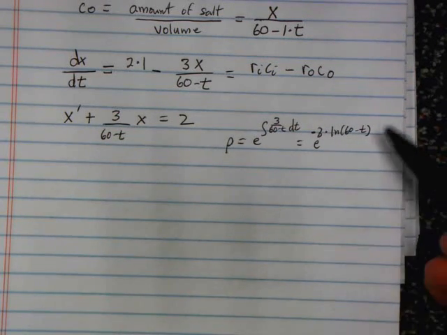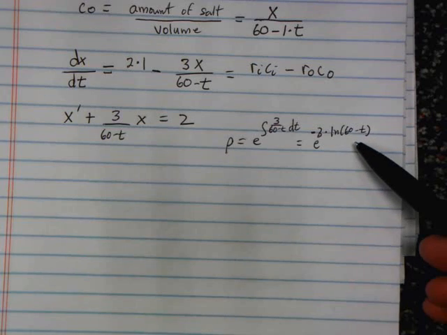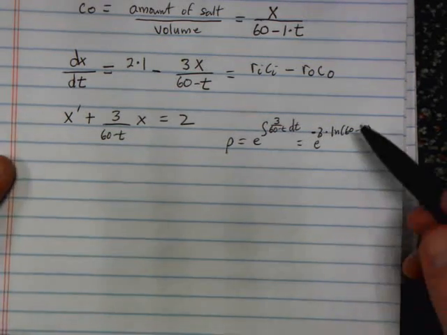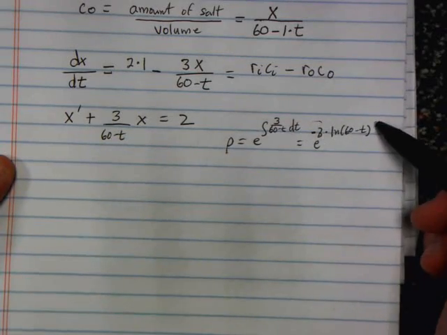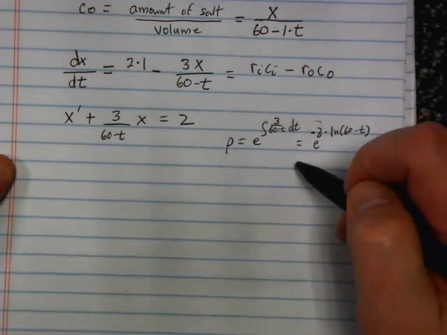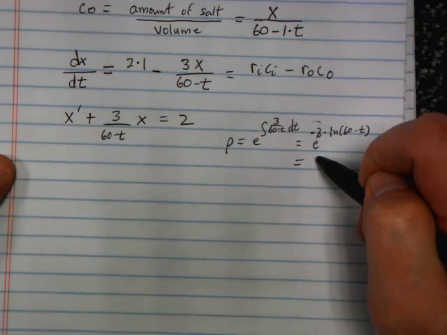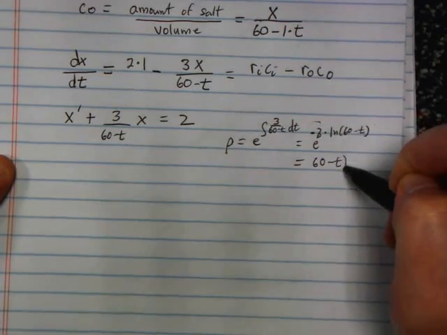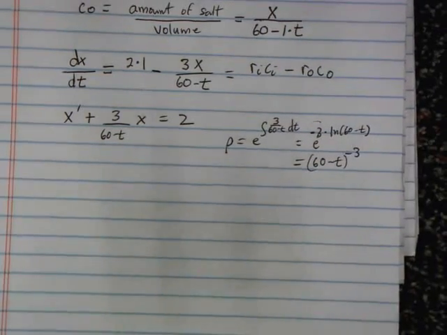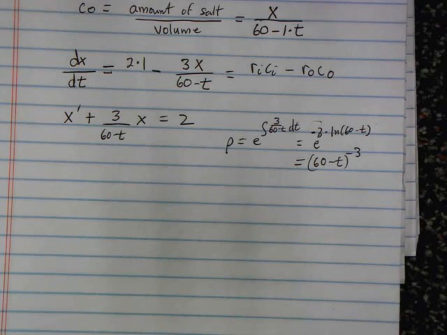U substitution. Because I have 60 minus t, u would be 60 minus t, and du would give me a negative on my derivative. I'm going to take this negative 3 and it goes in as an exponent. And then the e and the ln reduce each other. So I get from my rho, 60 minus t to the negative 3. Questions on that?